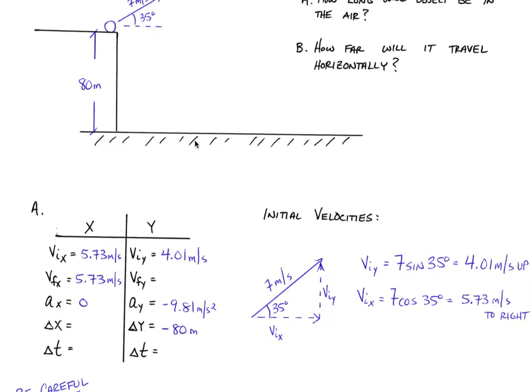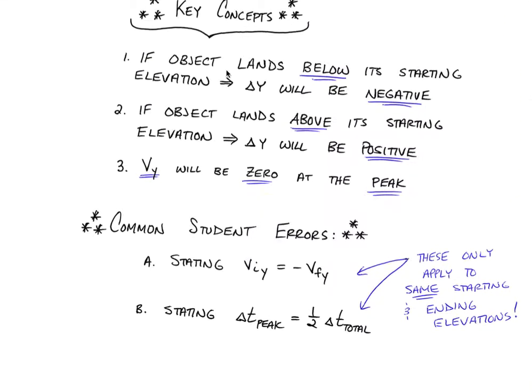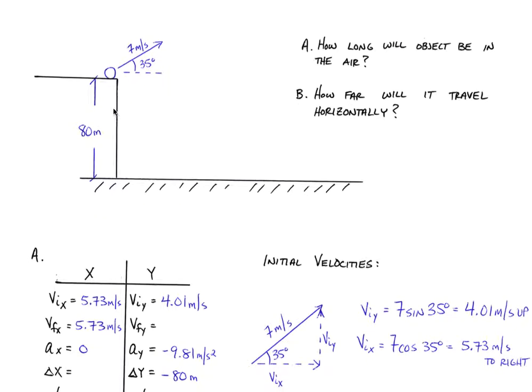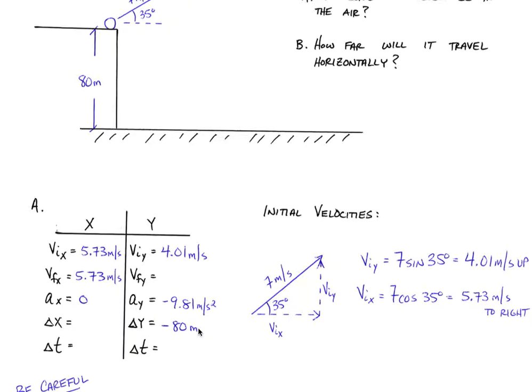And delta y, if you think back to what we said previously, if the object lands below its starting elevation, delta y will be negative. That's exactly my case here. This object, despite being kicked up into the air, starts here, ends here, and displaces negative 80 meters in the y direction.